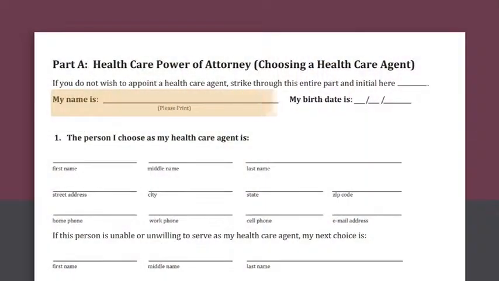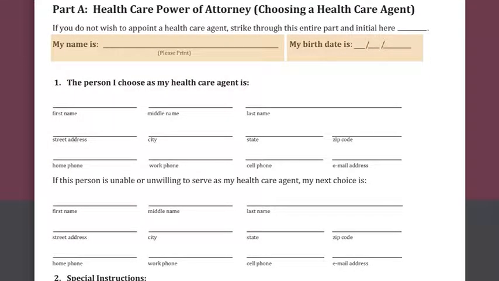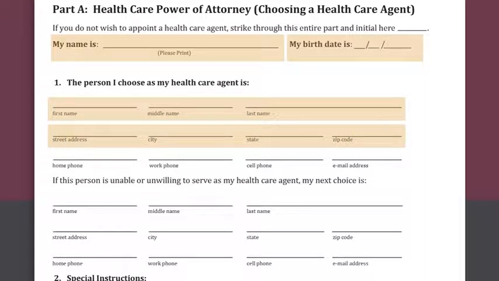To begin, print your full legal name and date of birth on the first line. In Section 1, you will write the name of the person you choose as your agent. Please include their first and last name, along with their address, home phone, cell phone, and email address. You will want to make sure that the person you are choosing can be reached by the medical providers.